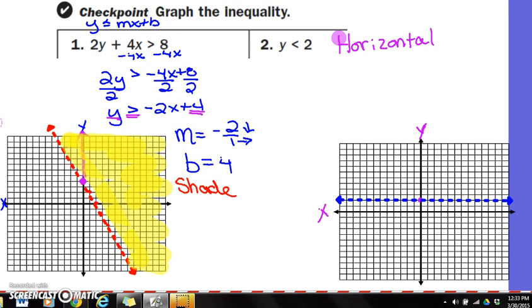And then you're going to have to shade. Well, where is y less than? Below. Here's 0. 0 is less than 2. Negatives are less than 2. So all down there gets shaded. And you don't have to color in. You can just go like this. I know what you mean. And then you're done graphing.